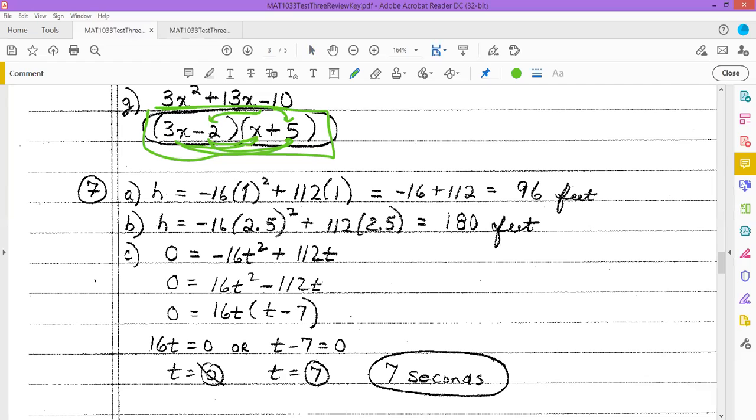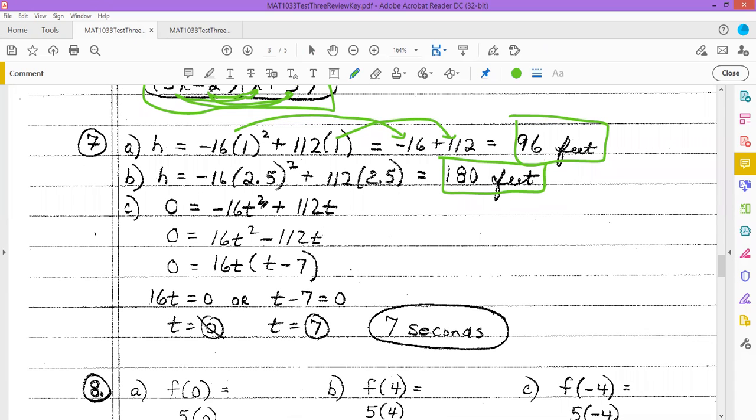We get negative 16 times 1 squared. That's just negative 16 times 1, which gives us negative 16, plus 112 times 1, again, times 1, so just 112. When we add this together, we get 96 feet is the height after 1 second. Now after 2.5 seconds, part B, we're substituting 2.5 for t. We'll get negative 16 times 2.5 squared plus 112 times 2.5. And when we add those together, we'll get the height as 180 feet.